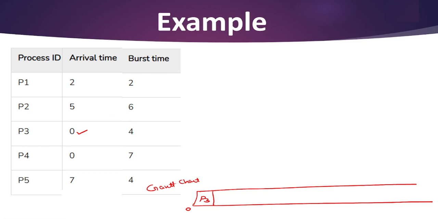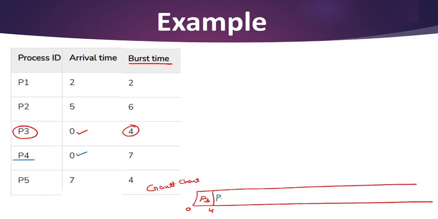Okay, now burst time tells us for how long it wants the resource. So it wants a resource for 4 milliseconds. So from 0 to 4, process P3 is using the CPU. Correct?